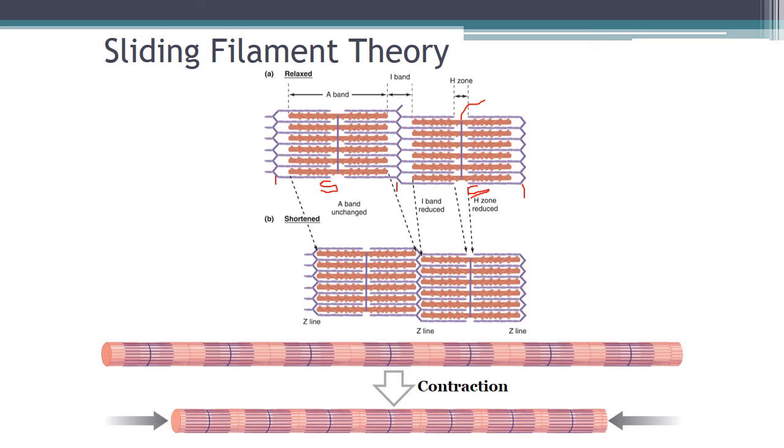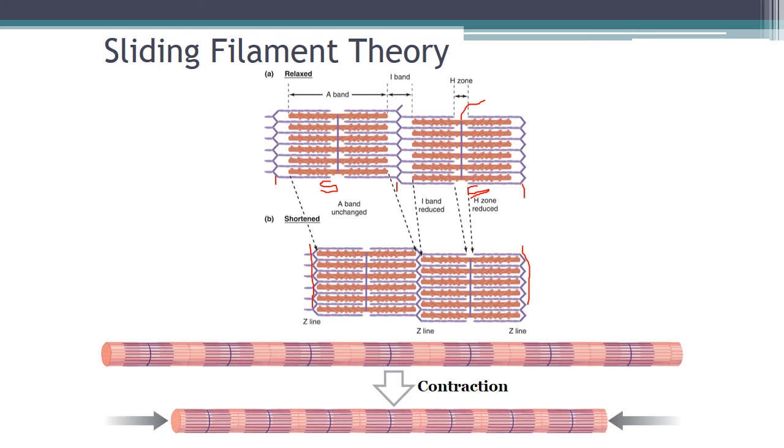If you want to see another view of this sliding filament theory, what's going to happen during a contraction is this myosin is going to tug on this actin and pull those actin filaments closer to the M line. And you'll notice that this is effectively shortening this sarcomere.